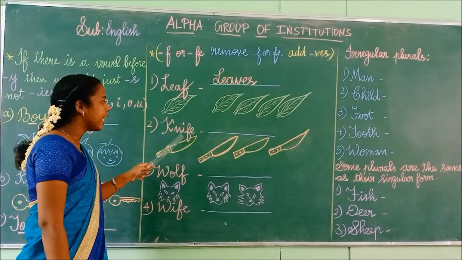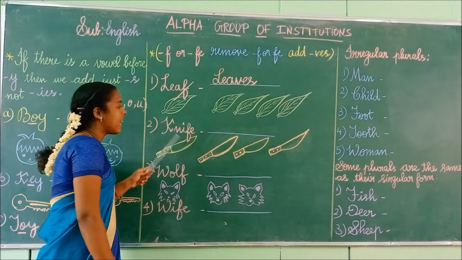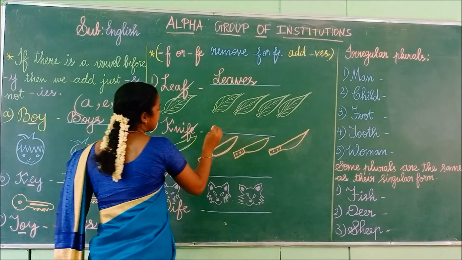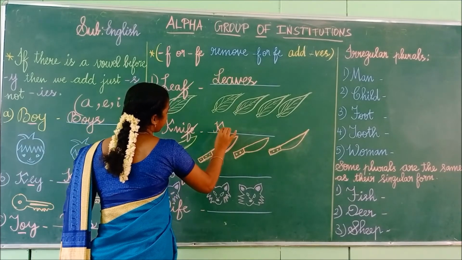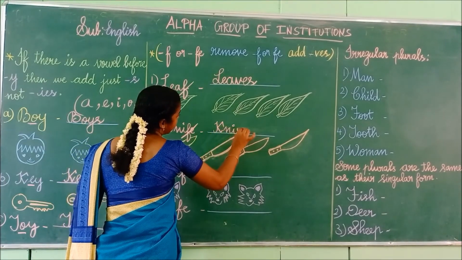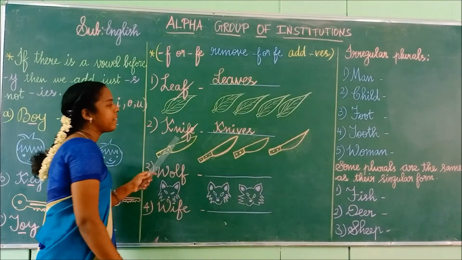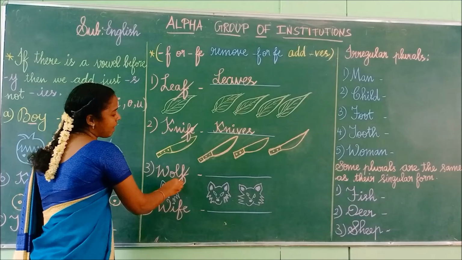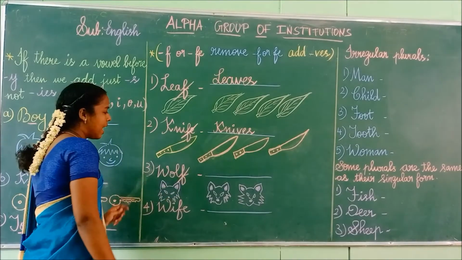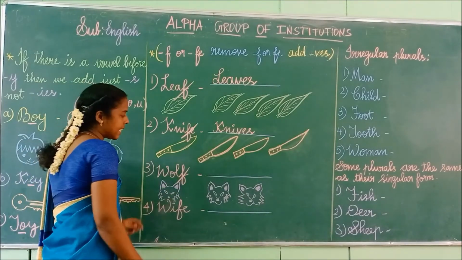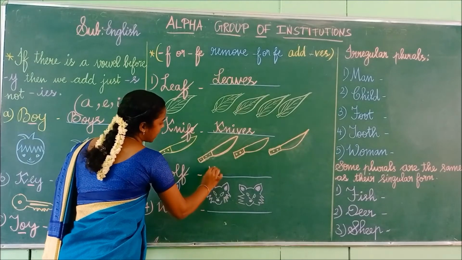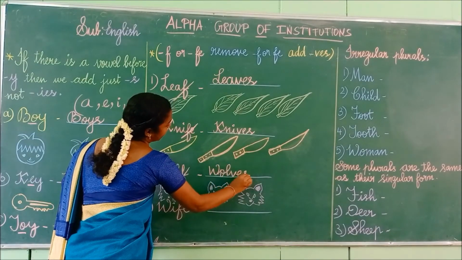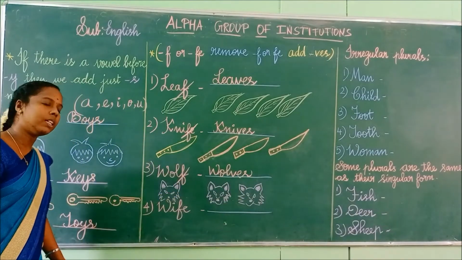Knife, K-N-I-F-E. Here knife ends with the letters F-E. So how do we change it? Remove F-E and add V-E-S. K-N-I-V-E-S. The plural form of knife is knives. Wolf. Here wolf ends with the letter F. So remove F and add V-E-S to make the singular noun plural. The plural form of wolf is wolves.